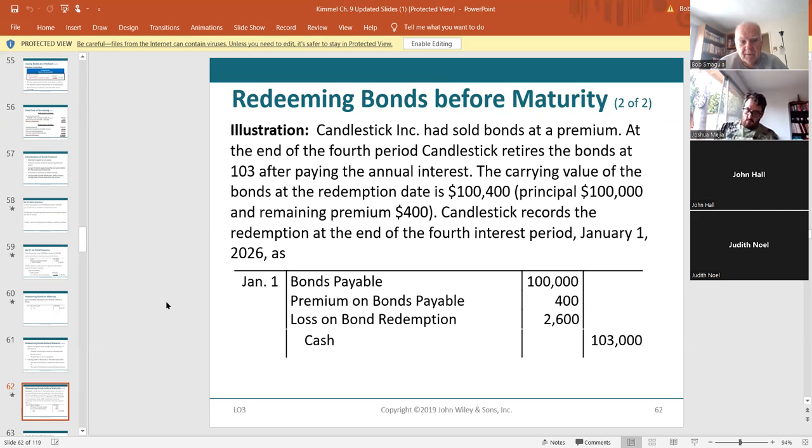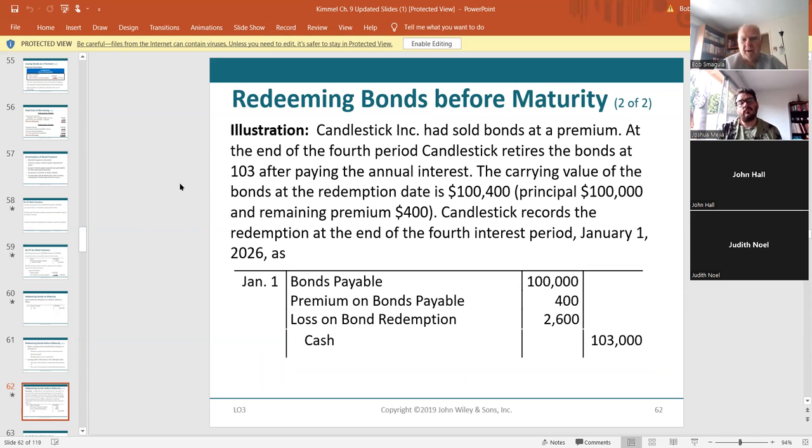We're paying back, they sold bonds for 103, and the carrying value on this particular date is 100,400. So let's take a look at this. Well, we know we have to debit bonds payable for $100,000. And there's still a premium left on the books of 400. So we have to debit that to get rid of it. And we know we have to pay back 103,000. The 2,600 in this case is a loss. We know we have to pay back 103 because they retired the bonds at 103. That's what they're telling us.